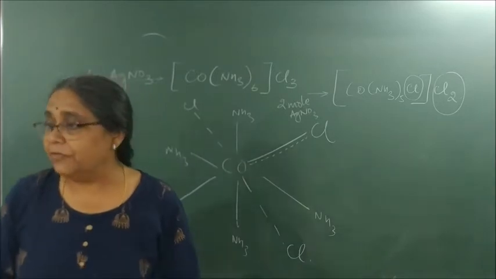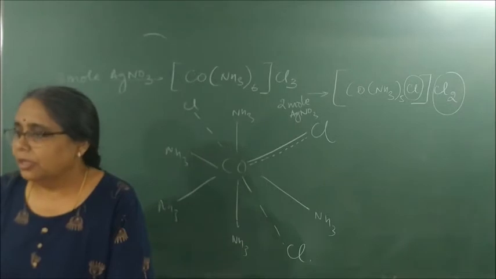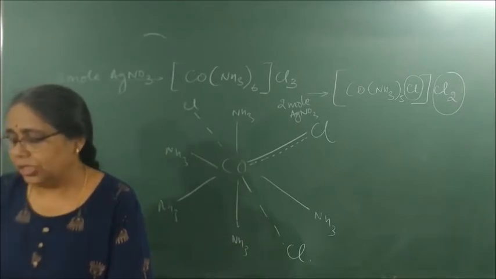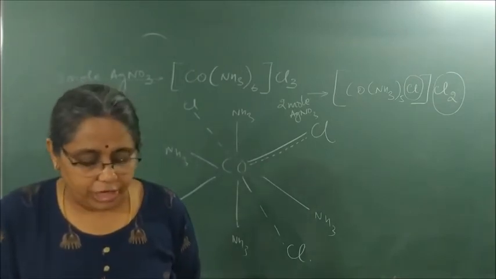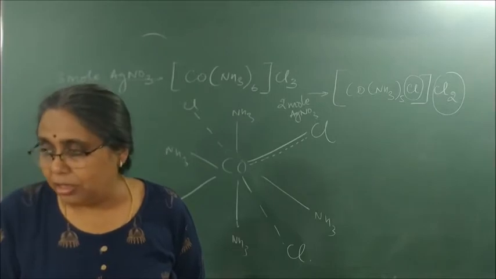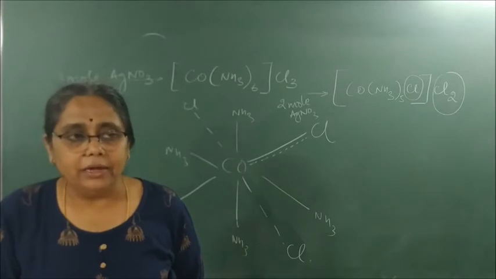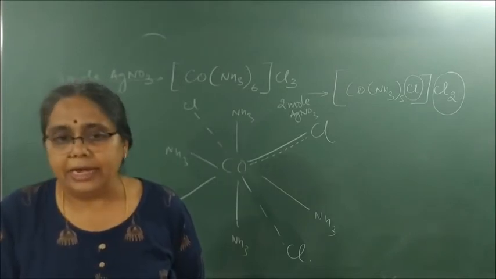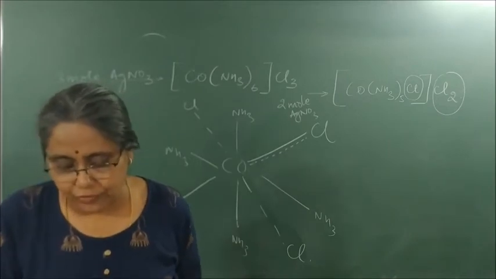Okay, first, mention that the first structure's color is yellow. [Co(NH3)6]Cl3 is yellow in color. It requires 3 moles of AgNO3. Now the second one, how many NH3? 5 NH3. And how many Cl? 2 Cl outside. This is purple in color. And how many moles of AgNO3 does it require? 2 moles of AgNO3.